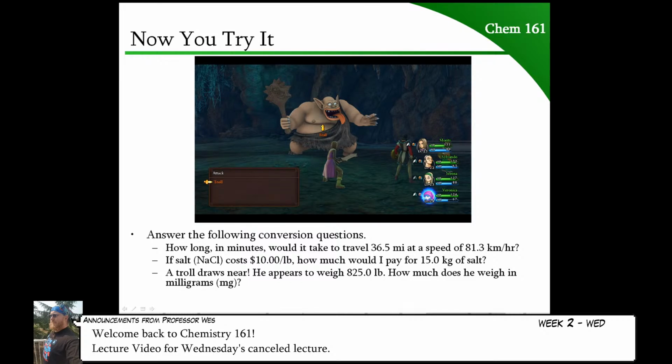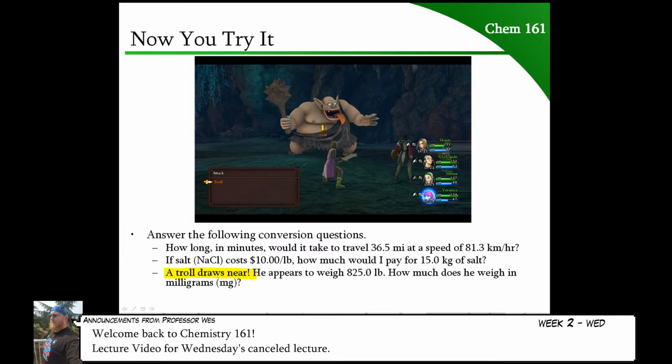I want to answer these questions down here at the bottom. This is why we care about the troll. The troll appears to weigh 825 pounds. How much does he weigh in milligrams? And then I have other questions to answer here. We're going to go over these in just a second. I'm going to give you a chance to do them.